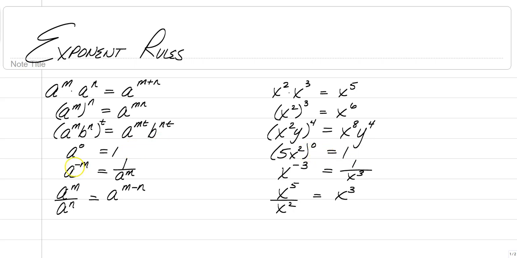A negative exponent does not make it negative. It means it's a reciprocal. So x to the negative 3 would be 1 over x cubed. And when you are dividing, similar to multiplying, when you divide, you subtract the exponents. So x to the fifth over x squared would be x cubed. Okay? So those are all the basic exponent rules.